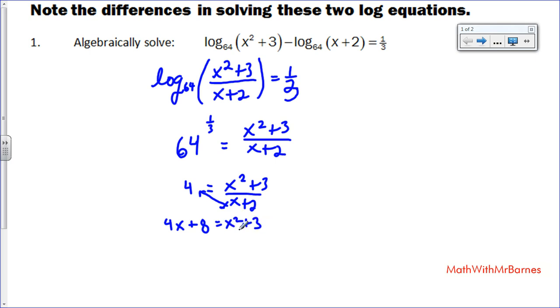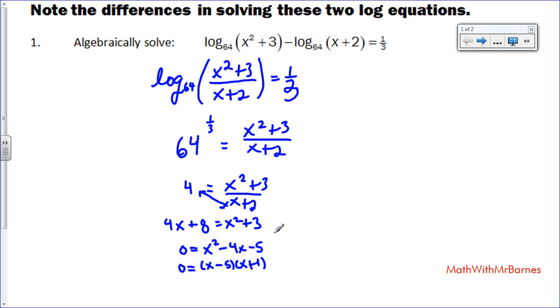Now I have to use some simplification, and hopefully I'll be able to factor or use the quadratic formula. I'm going to take everything to one side. I subtract 4x on both sides, so I just have x squared minus 4x. Then I subtract 8 from both sides, so 3 minus 8 is minus 5. So this will actually factor to x minus 5 times x plus 1. This is like the AC method: what adds to give us negative 4 and multiplies to give us negative 5? Negative 5 plus 1 is negative 4, and negative 5 times 1 is negative 5.